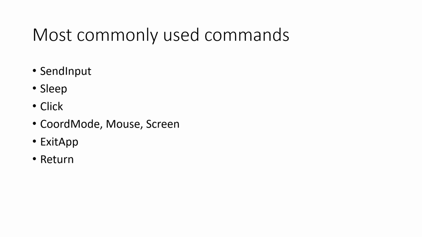The click command issues a click at a given screen coordinate. The coord mode command sets up the coordinate system used. The exit app command closes the script, and the return command signals the end of a key mapping. A complete list of commands and all their functionality is given in a hyperlink at the end of this presentation.